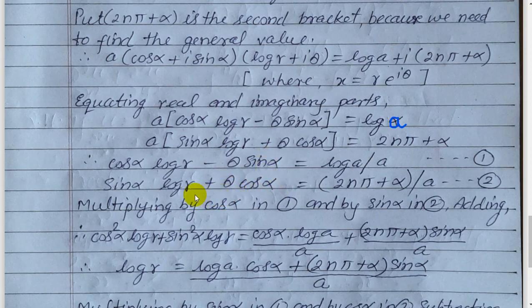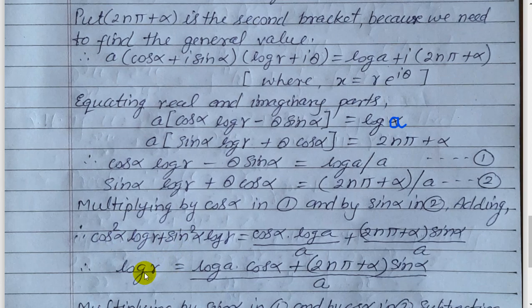After adding, we get here cos square alpha log r plus sin square alpha log r equals, here from the first equation cos alpha log a upon a, from the second equation sin alpha into 2n pi plus alpha upon a. So denominators are same. Adding the numerator, we get, and here log r common. So cos square alpha plus sin square alpha is 1.